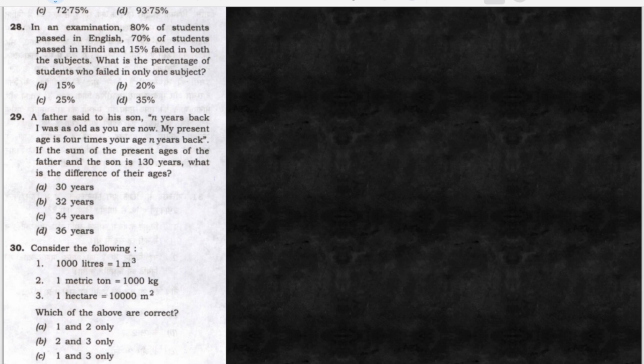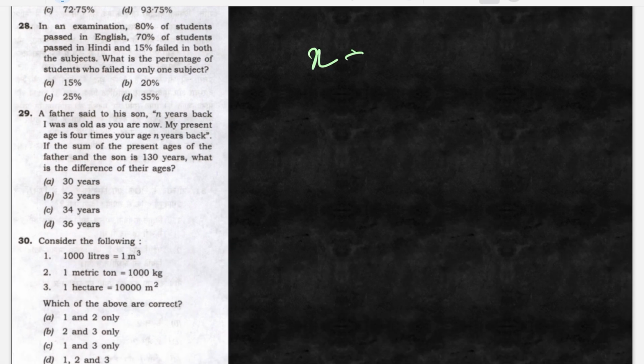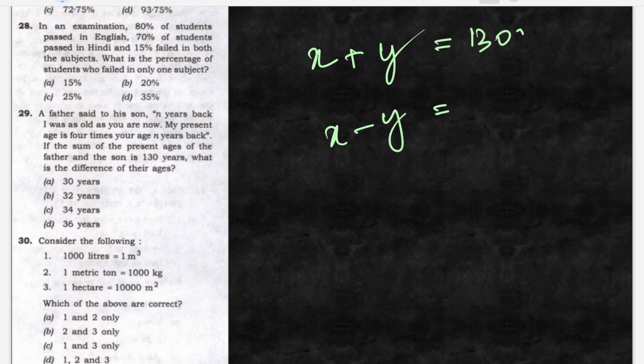If the sum of the present ages of father and the son is 130 years, let's say x is the age of the father, y is the age of the son, x plus y is 130, and what is the difference of their ages? They are asking what is x minus y, and there are 4 options given. Let's use the options, start from options in certain questions. If you feel the remaining part of the question is slightly tricky, once you start working with the question, you may be able to figure out some ways. So look at the options given. There are only 4 options given. Let's try to apply it.